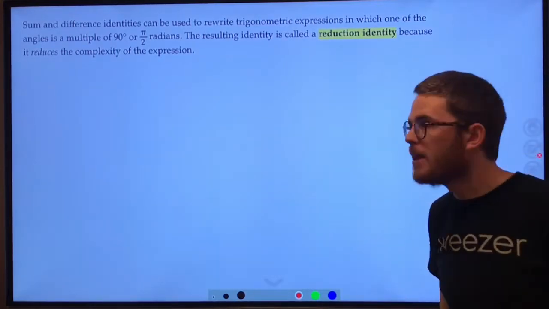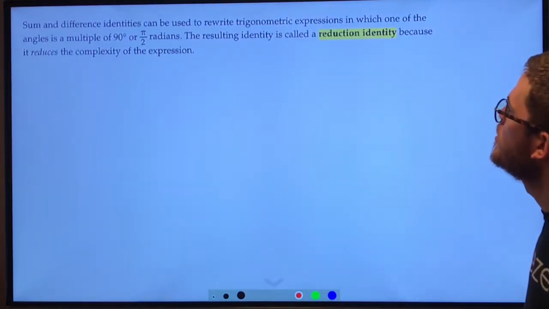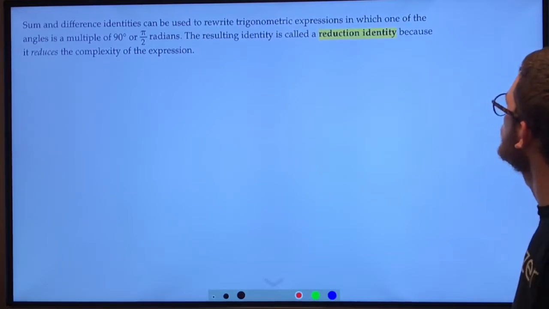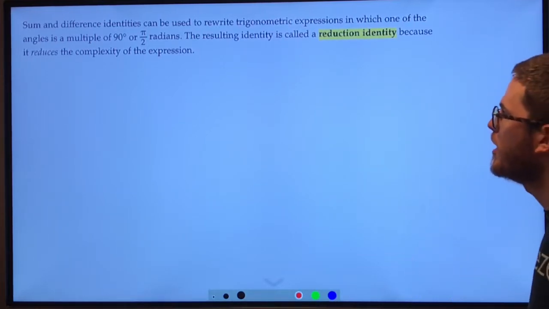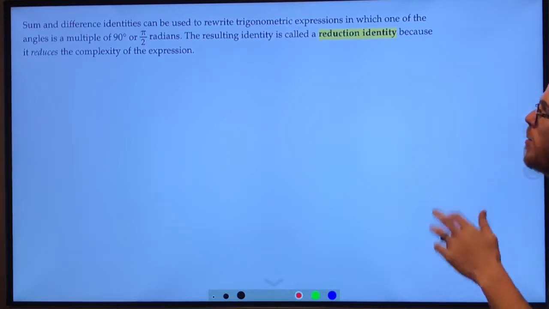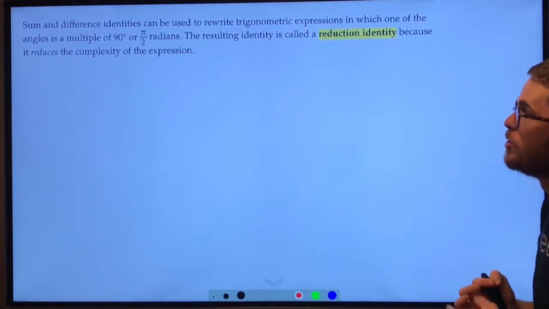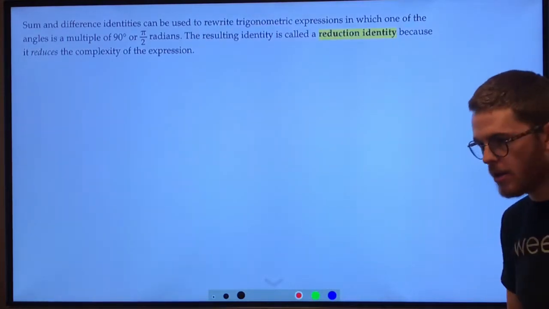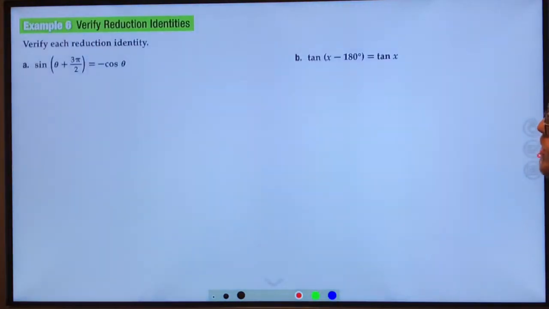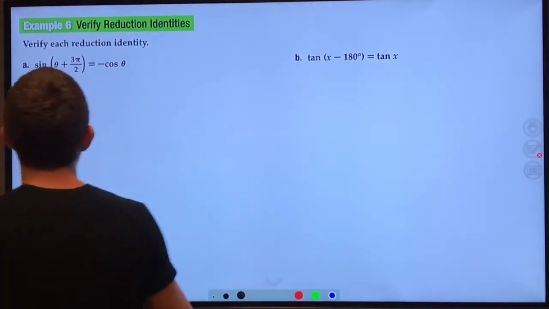All right, here it says sum and difference identities can be used to rewrite trig expressions in which one of the angles is a multiple of 90 degrees or pi over 2 radians. The resulting identities are called reduction identities because they reduce the complexity of the expression. And we can prove those. We can show that these actually do make sense.